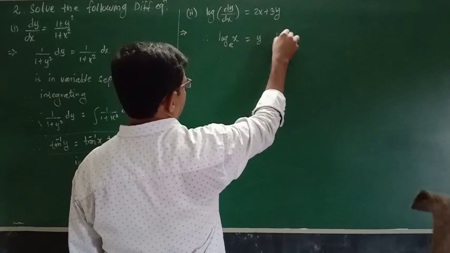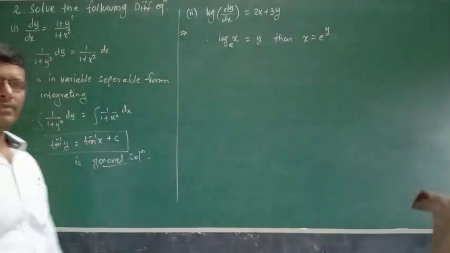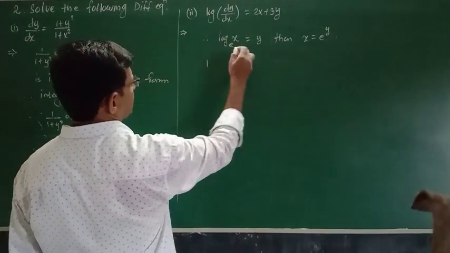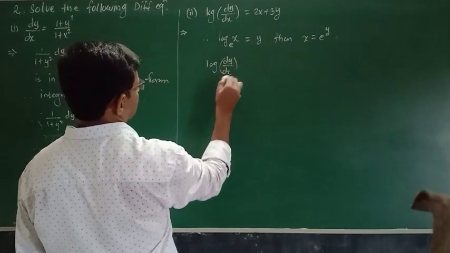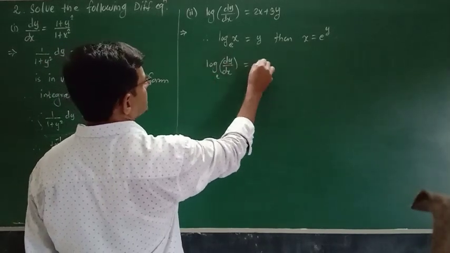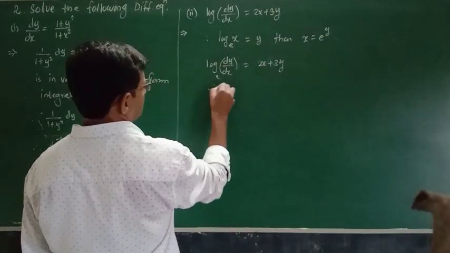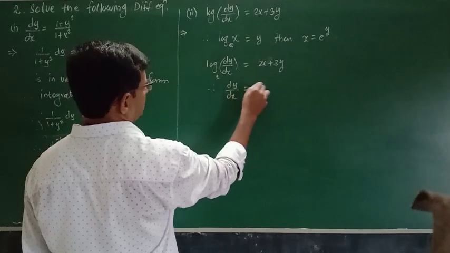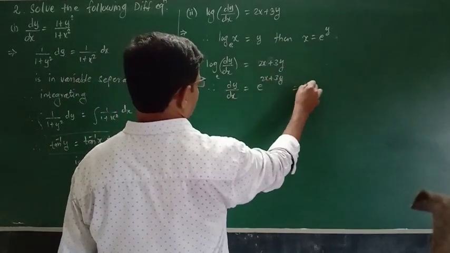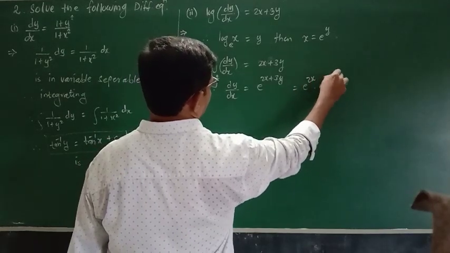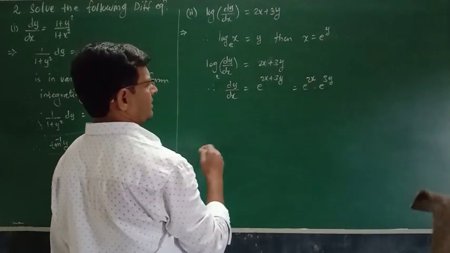Then x is equal to e raised to y. So by using this property, log of dy/dx to the base e is equal to 2x plus 3y. So dy/dx is equal to e raised to 2x plus 3y, or it is equal to e raised to 2x into e raised to 3y. The same bases' powers get added.